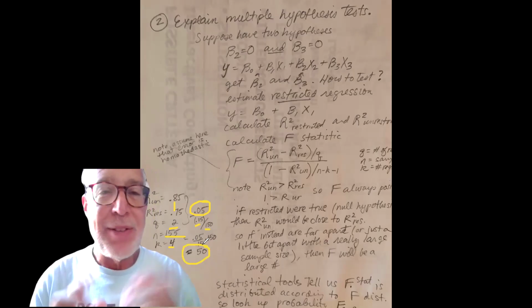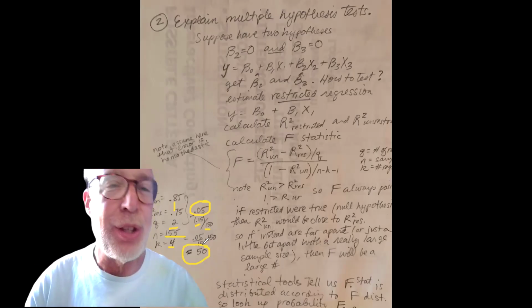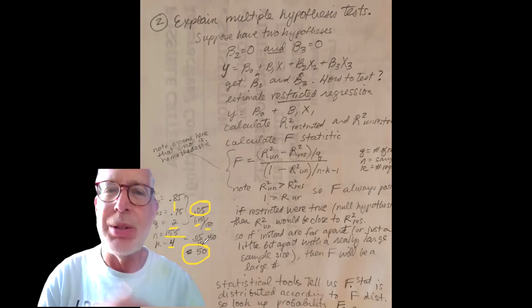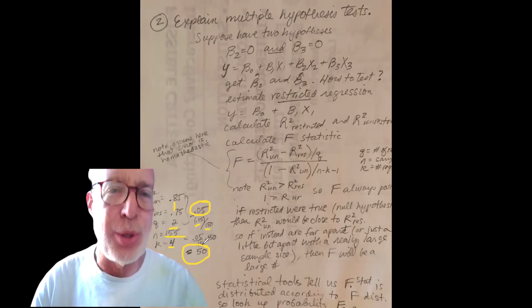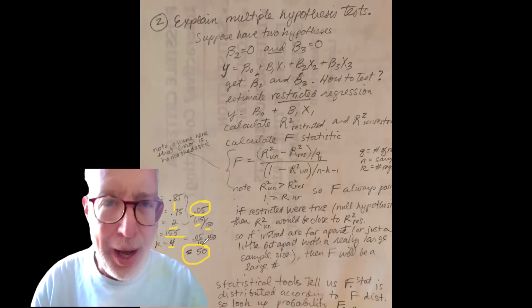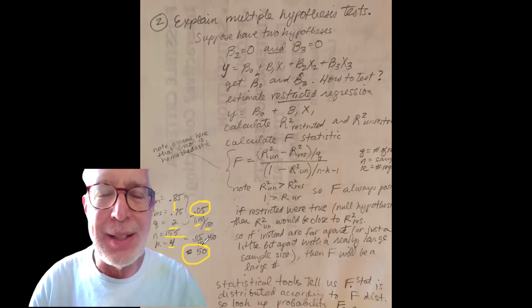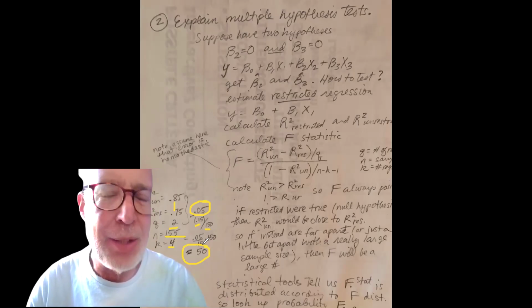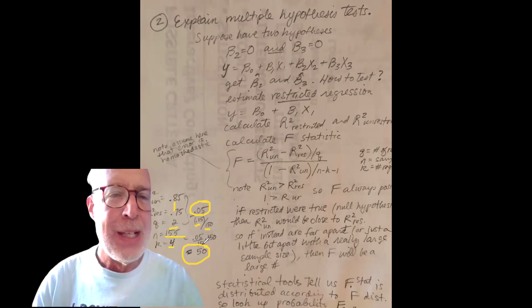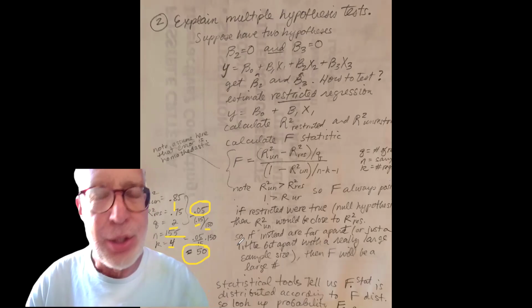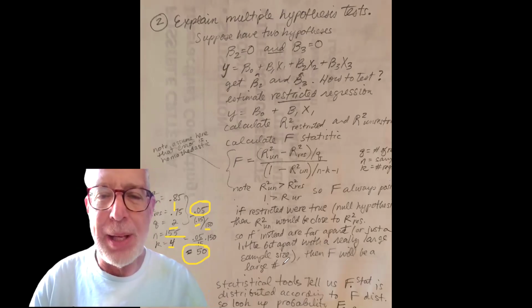The rule of thumb for F statistics is if it's bigger than 3 or 4, we will reject the joint null hypothesis. This is way bigger than that. So we will reject the joint hypothesis that beta 2 and beta 3 are equal to 0. And again, that's the rule of thumb for the F statistic. If it's bigger than 4 or so, we'll reject the joint null hypothesis.